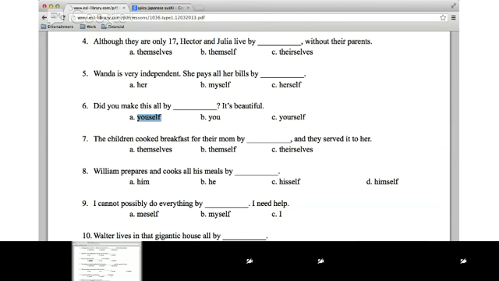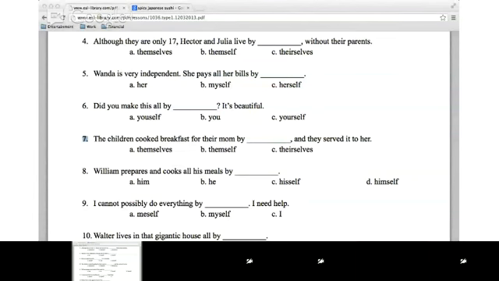Let me have you try that, please. One more time. Yourself. Okay, give me a good R sound at the end. Yourself. There you go. That's it. Thank you. Let's go to number 7.